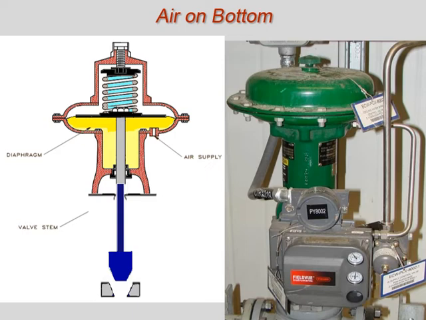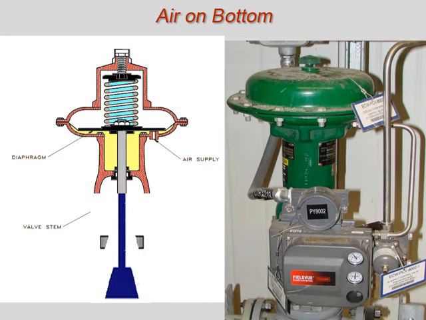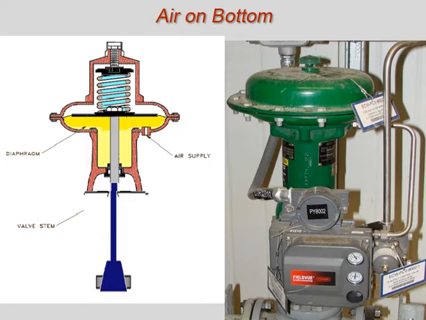This configuration can be set up to open or close the valve on upward movement based on whether the valve is normal seated or reverse seated. With air on the bottom, if it is reverse seated, then the valve will close on increasing air pressure. If the valve is normal seated, then the valve will open on increasing air pressure.